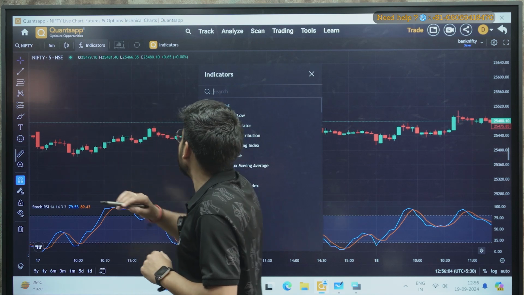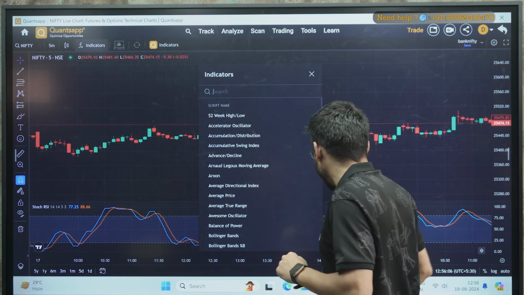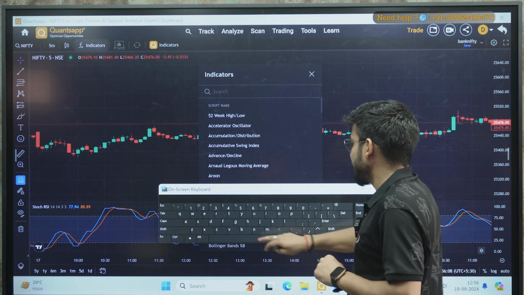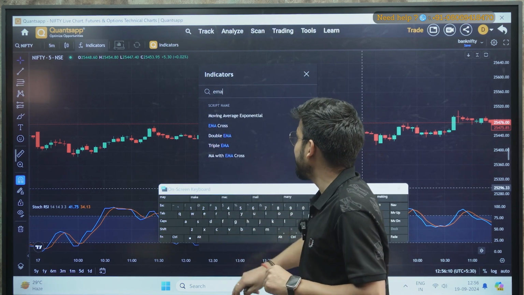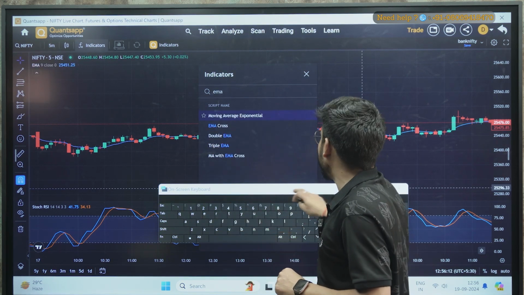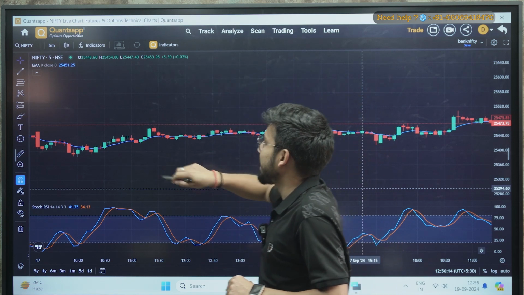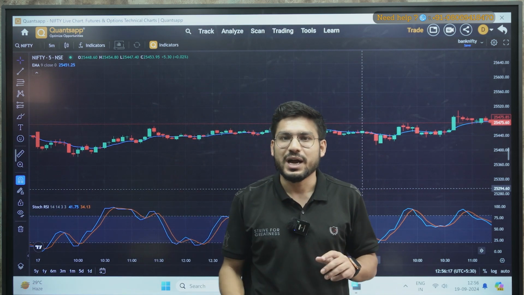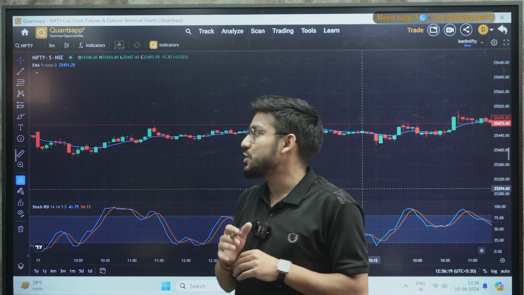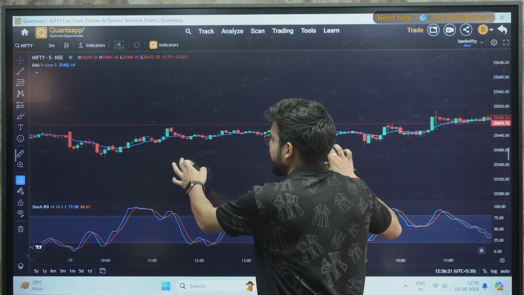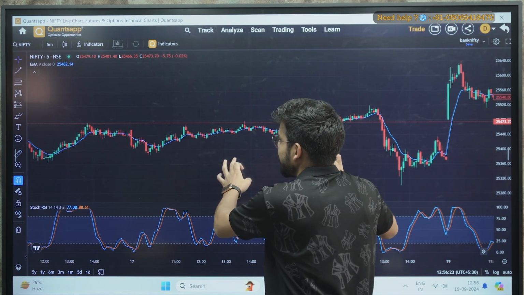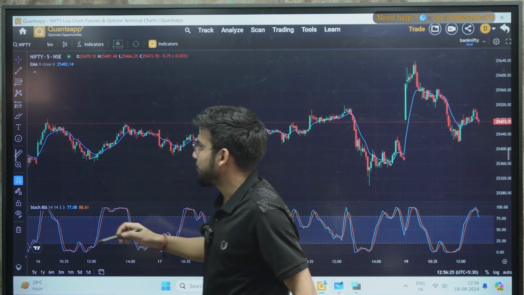Now the second thing that I'll apply here is my exponential moving average. So I'm going with the EMA, exponential moving average, and yes, the exponential moving average of 9, I have applied it here. I need the exponential moving average of 9. Now, how will I trade? First of all, there are 2 or 3 things that you have to keep in your mind. First thing.